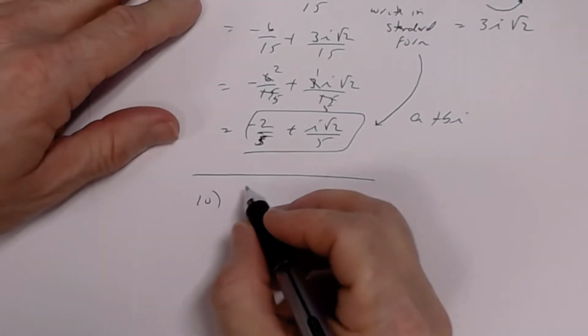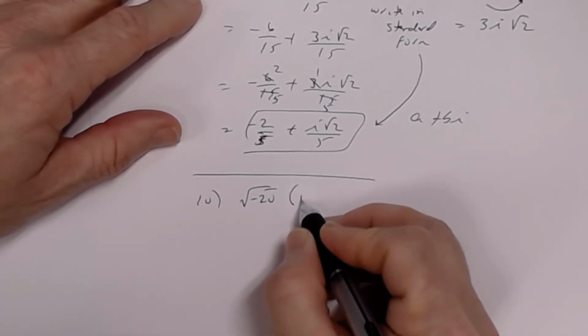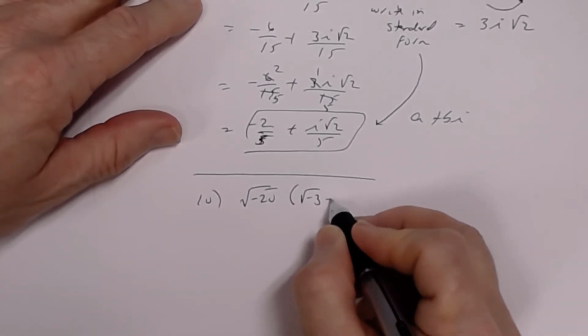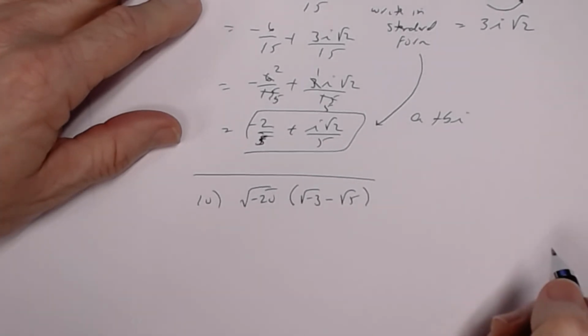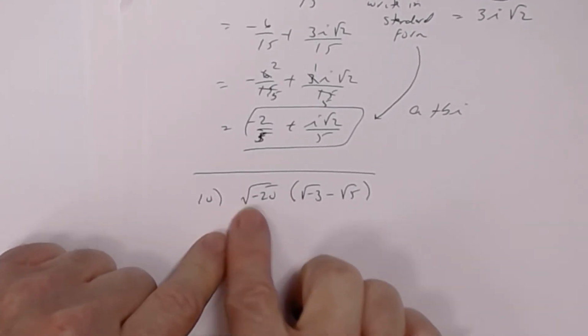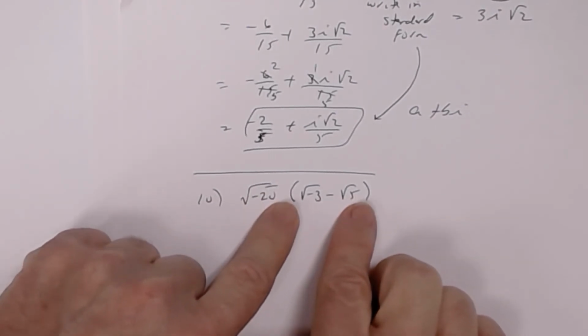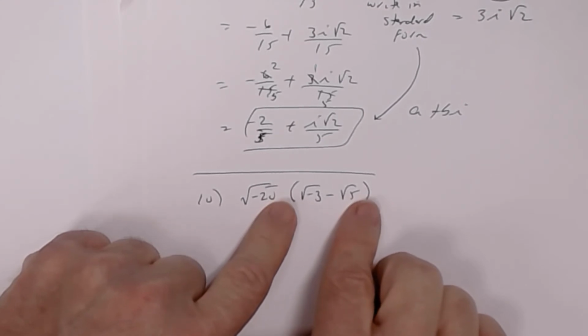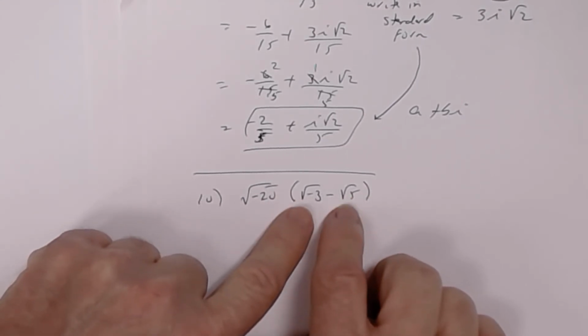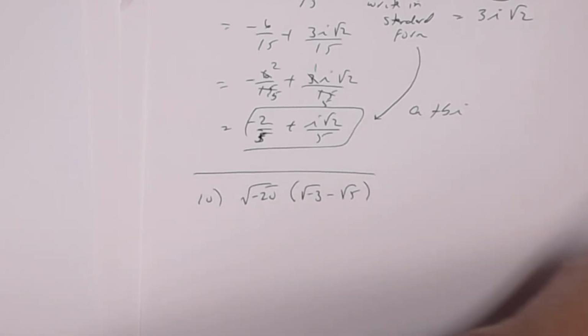So number 10, let's suppose we had this: the square root of a negative 20 times the square root of a negative 3 minus the square root of 5. Okay? All right, so notice that this is one factor times an expression that has two terms. So just another reminder.